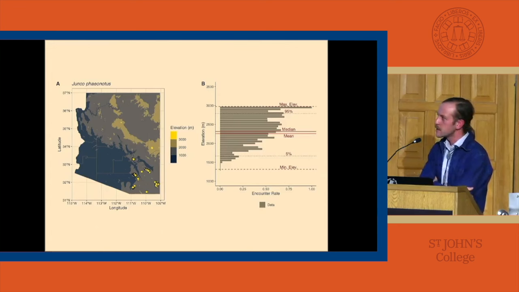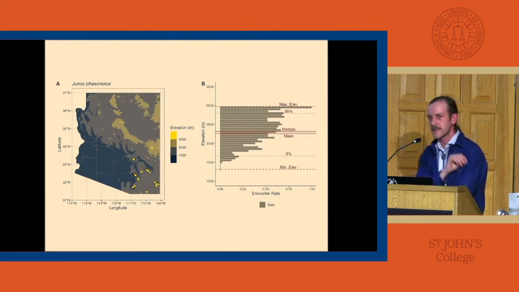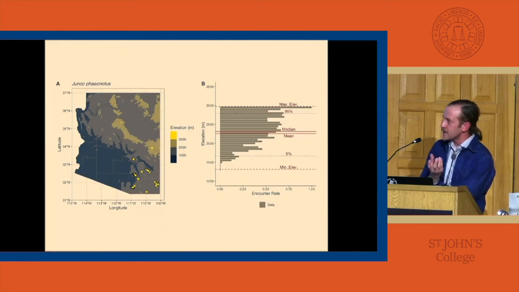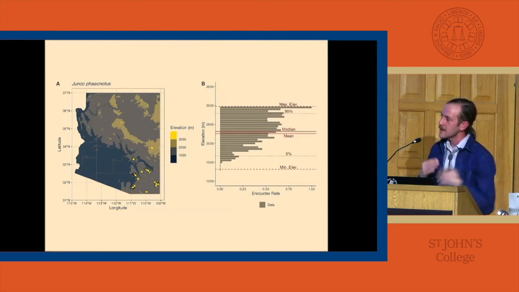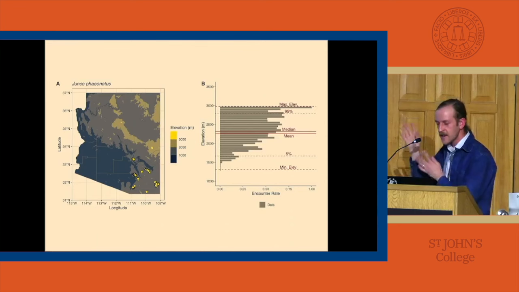To do this, I'm drawing on observations of a songbird found in southeastern Arizona, the yellow-eyed junco. It's also found well into Mexico, but I decided to just focus on Arizona for this example. And the yellow-eyed junco occurs exclusively in conifer forest in the Madrean Sky Islands of the state. And this is this kind of archipelago of small mountain ranges that are canonical examples of the kind of elevational patterns of habitat that I started this talk with.